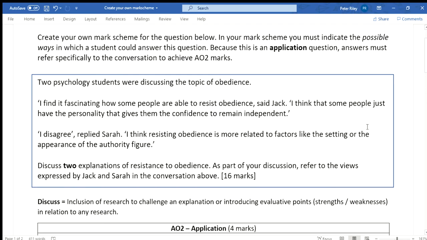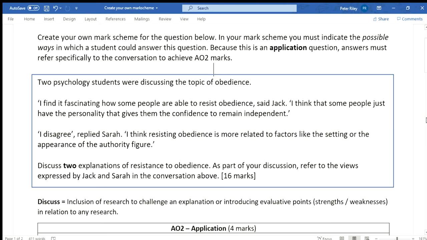So here's the essay question. It's an application question. This was from, I think, 2019 or 18. I can't remember. It is a really recent question. So we have a conversation between two students discussing the topic of obedience. "I find it fascinating how some people are able to resist obedience," said Jack. "I think that some people just have a personality that gives them the confidence to remain independent." "I disagree," replied Sarah. "I think resisting obedience is more related to factors like the setting or the appearance of the authority figure." Discuss two explanations of resistance to obedience as part of your discussion and refer to the views expressed by Jack and Sarah in the conversation above.